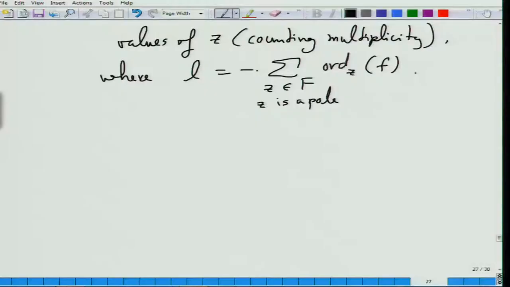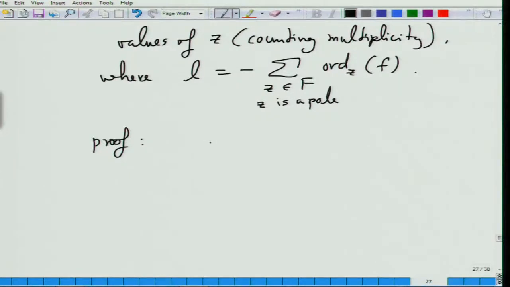So if you just add up the order of all the zeros over all z of f(z) minus w, that is exactly l, where l is precisely the sum of the order of f at all the poles inside F. You look at the orders of all the poles of f inside F, sum them up, they are all negative of course, and then take the minus of that. The proof is fairly simple. This just uses the standard Cauchy's theorem.